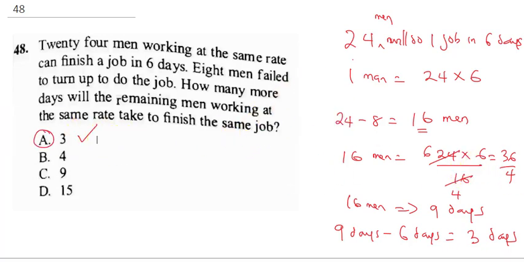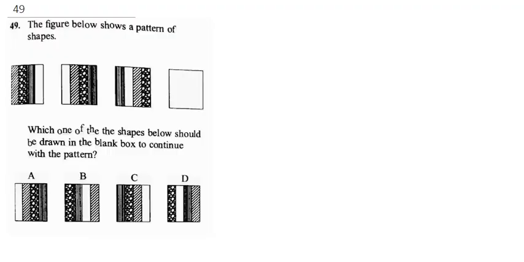So that'll take me to question 49, which says the figure below shows a pattern of shapes. Now let's study the shapes. It says which one of the following shapes should be drawn in the next box to continue. Here this appears first, here this appears second, here this appears third. That means it's going to appear fourth here, and it's going to look like this. So let's check. From our options, this is wrong, this is wrong. So we have these 2 that are correct.